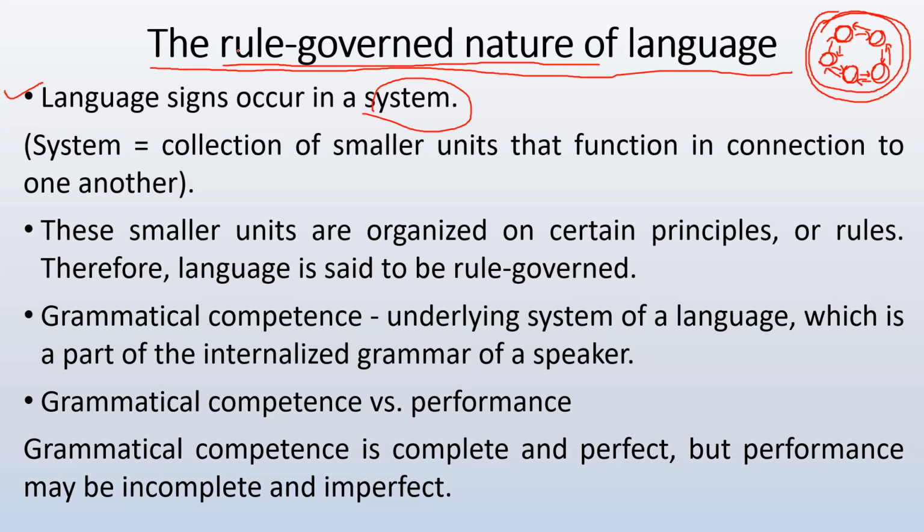So that is why now, if you can see my drawing here, these 5 smaller units, we can just call them phonetics, phonology, morphology, syntax, semantics, like that. Okay, so they are interrelated to each other then, and that is why we say language signs occur in a system. Is that clear to you?